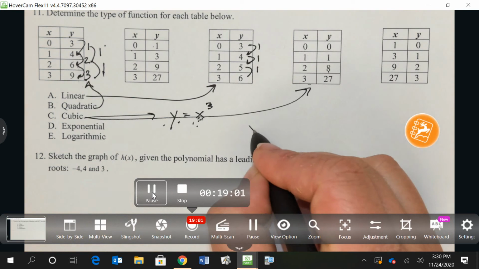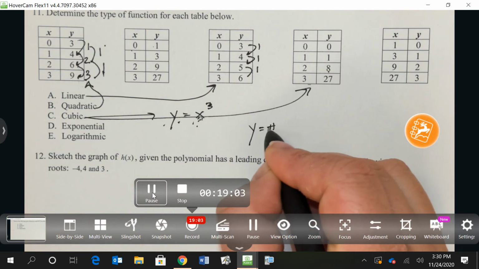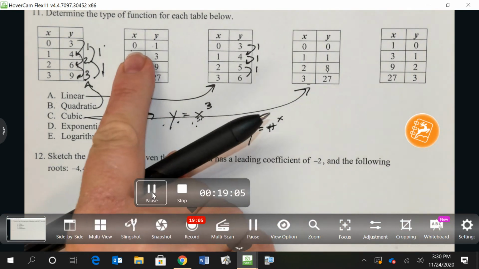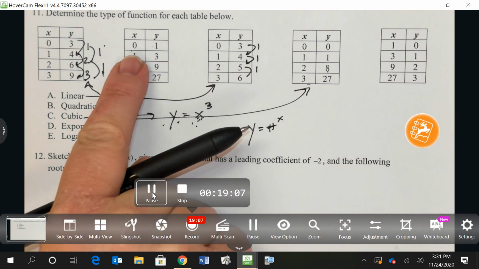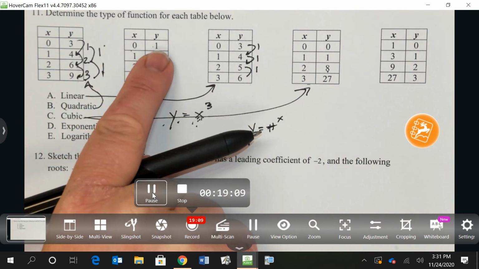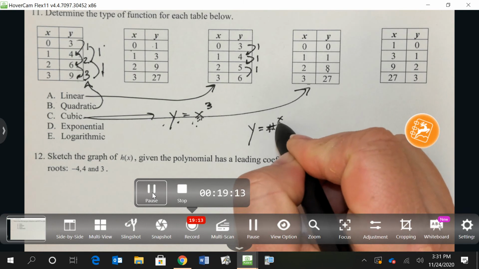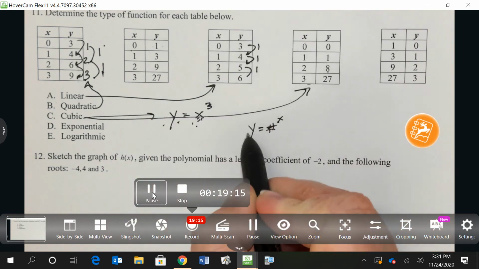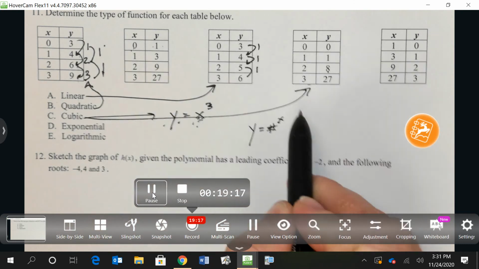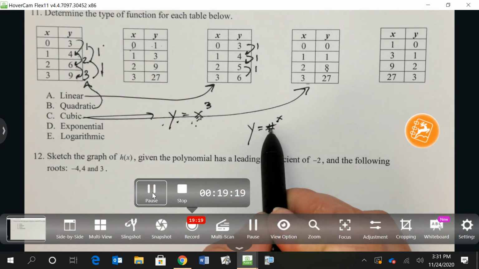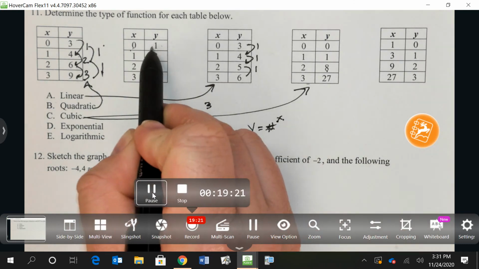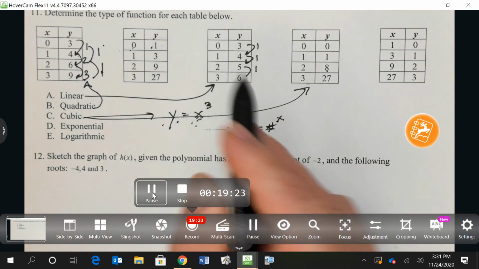Exponential, we know, looks something like this. Some number raised to the x. So let's look at this. If I plug in 0, I get 1. Okay, that would make sense because it doesn't matter what number I have, any number raised to 0 gives you an output of 1. Okay, this looks to be exponential right here.